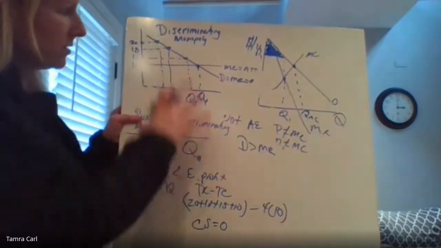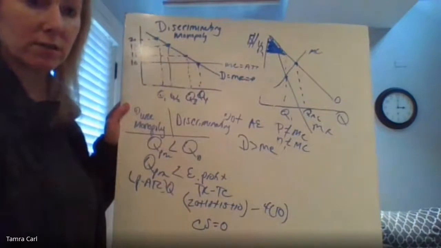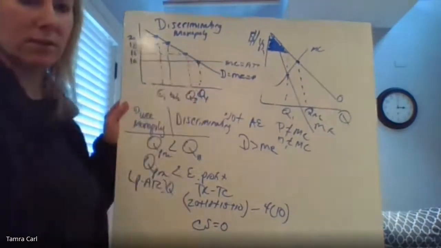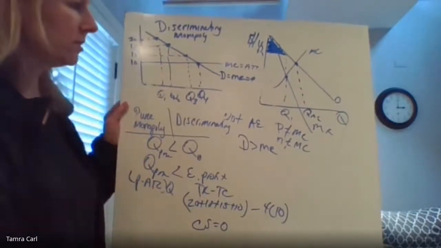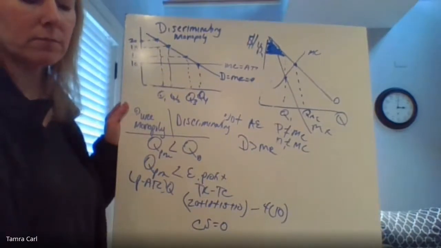So those are big things that go on with the discriminating. And notice they're allocatively efficient if they are selling all of them. They even are productively efficient if they sell all of them. And so you have those different things when you're looking at the graph as to how things fall.